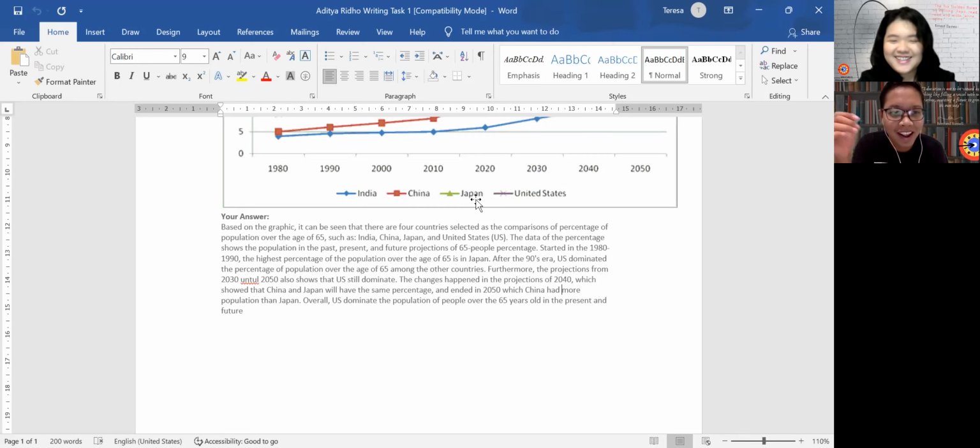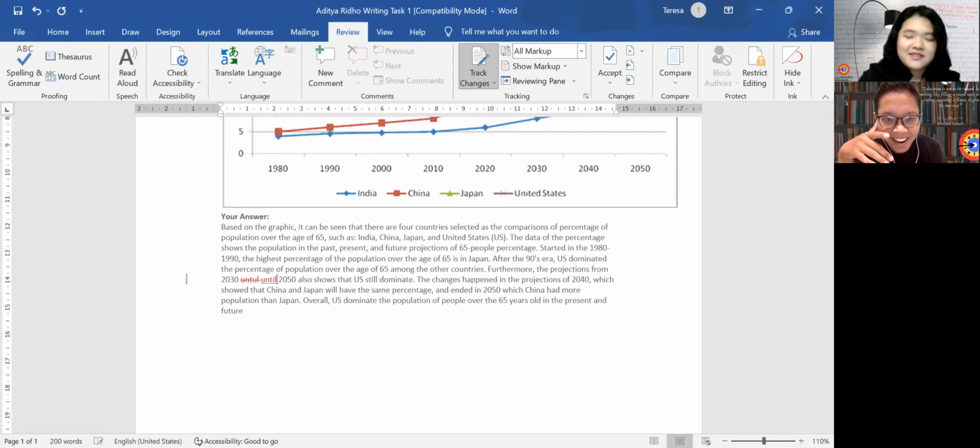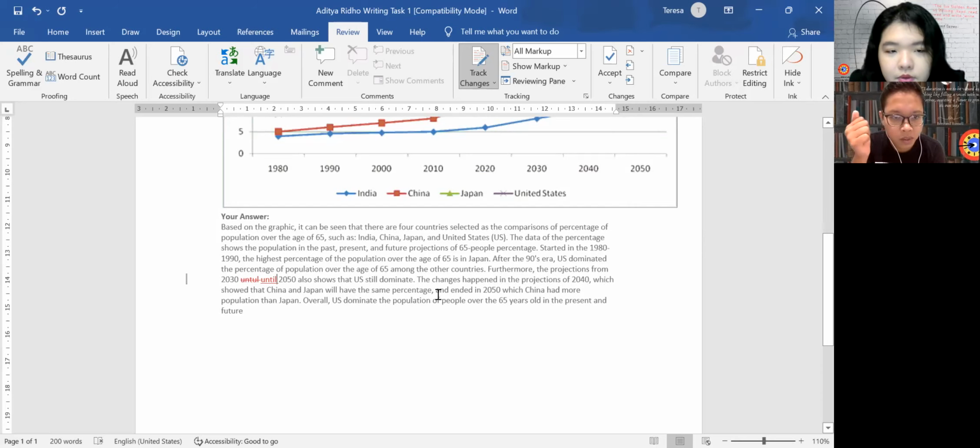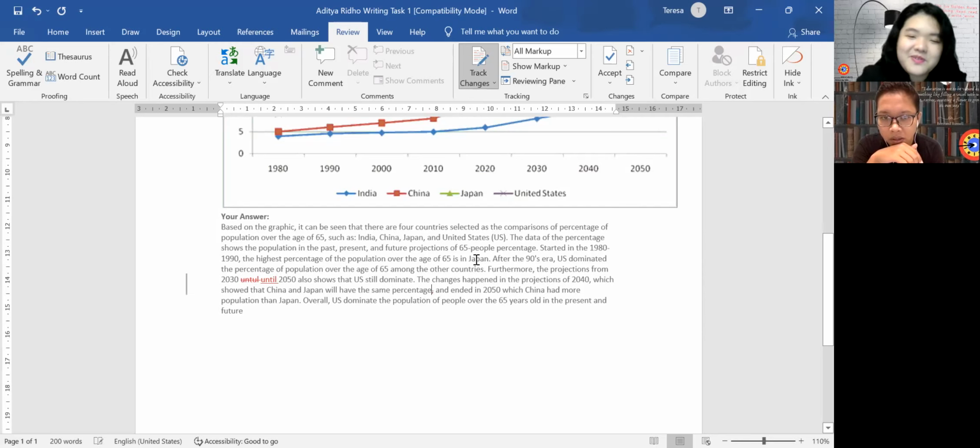I got a typo over there. Yeah, so be careful with typos. It will be counted as a mistake. Oh my God. I put a double comma in. Which one? In line 7. I could start from the sentence: The changes happen in the projections of 2040, which show that China and Japan will have the same percentage and end date. I think I don't have to put that comma over there. Yeah, you don't have to here. Okay, that's good.